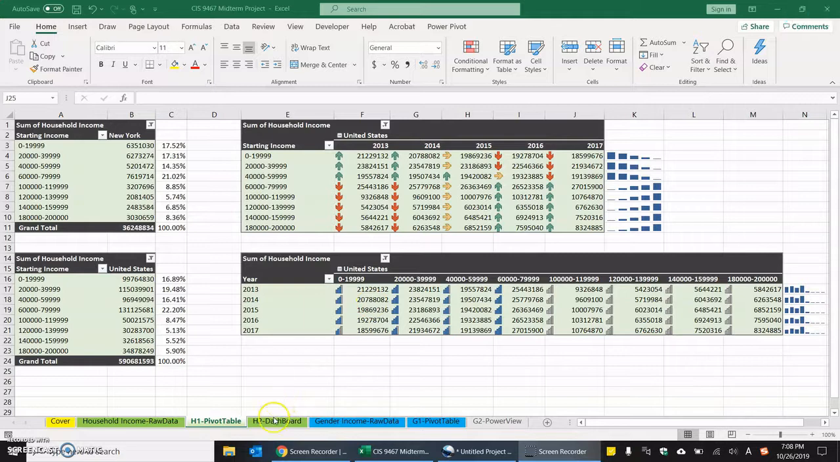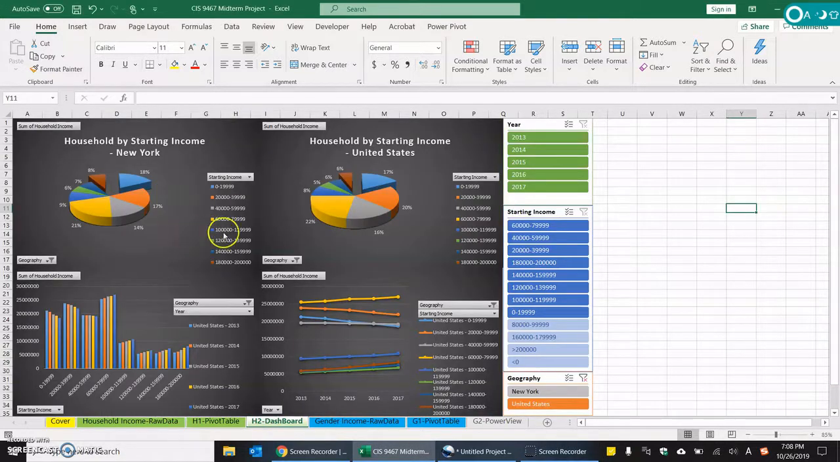And moving on to the dashboard, as we can see, there are 2 pie charts. The first one is for the New York State, and the second one is for the United States. And also here are the graphs that I talked about. One with the column being the years, and one with the column being the starting incomes. And one is in the column chart, and one is in the line chart format to show the difference.